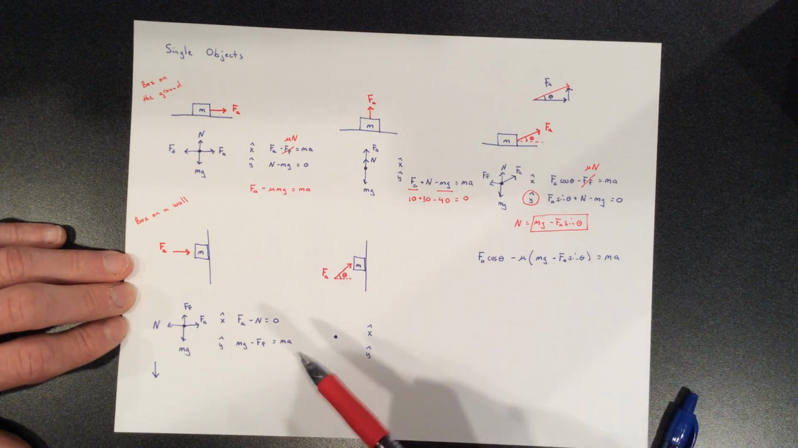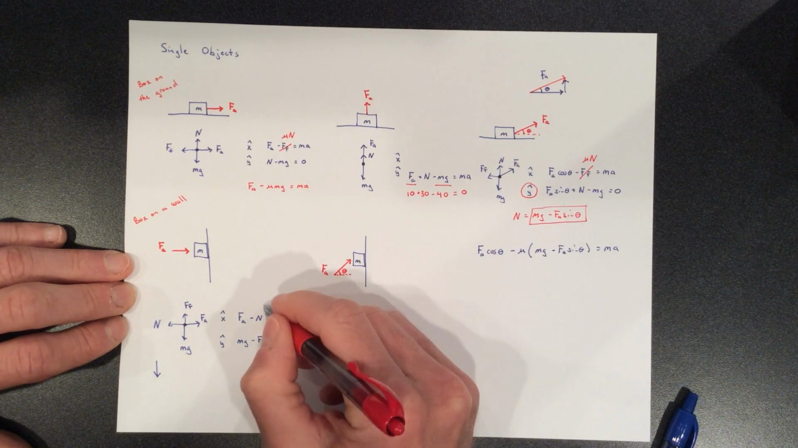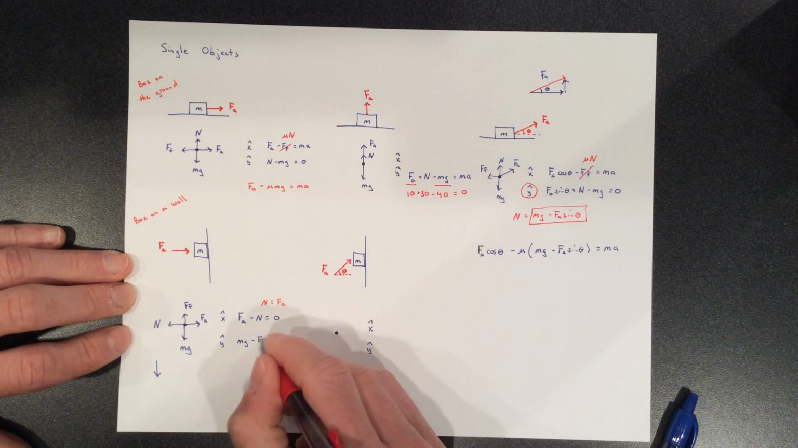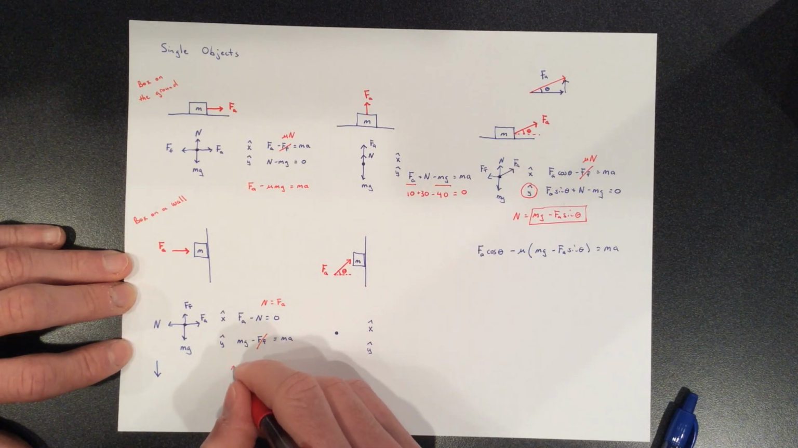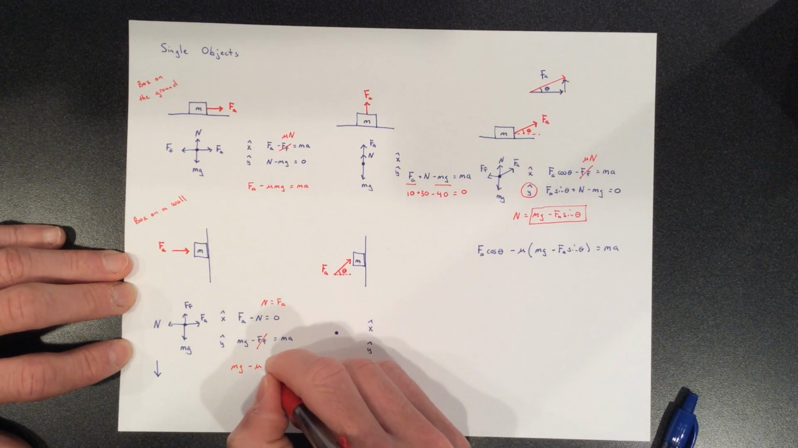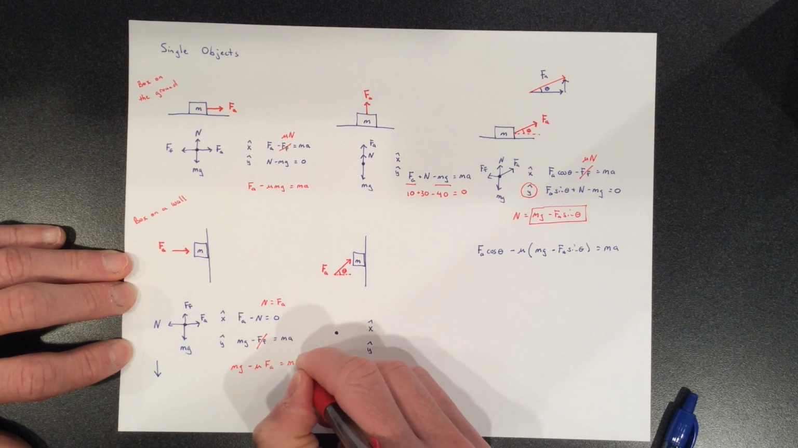I'm going to take this equation and solve for the normal force. So in this scenario, the normal force is equal to the applied force. So when I get rid of the force of friction, I can say mg minus mu times the normal force, but the normal force is Fa, equals ma.